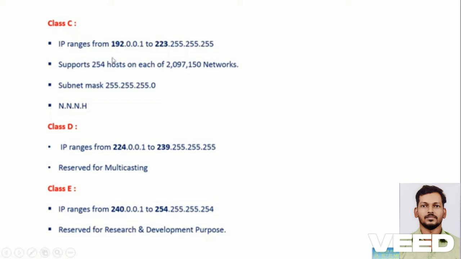For example, if the IP address is 192.68.10.1, then the first 3 octets, that's 192.68.10, describe the network address, and the last portion describes the host address. So the fourth class is class D. If the first octet ranges from 224 to 239, then it's class D.